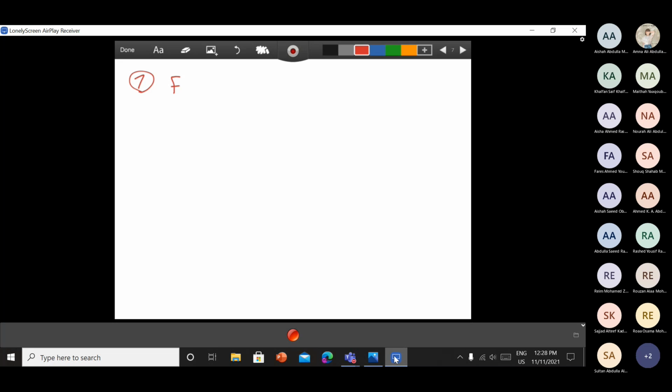Find the integration of sine root square x over root square x dx. How to solve this one? I'm looking at the table to give me a clue.